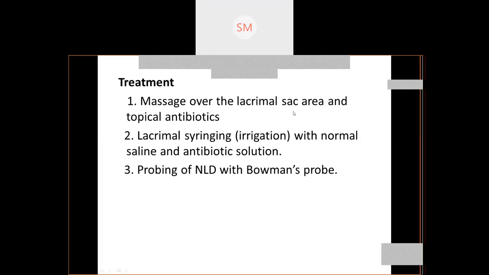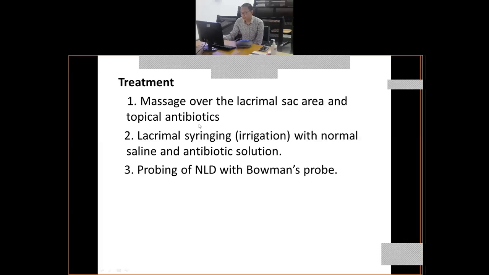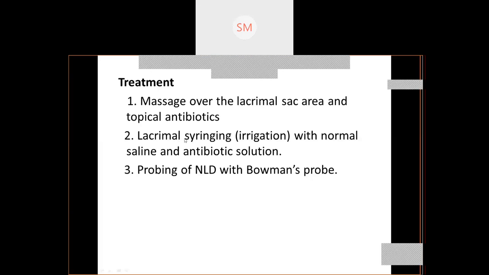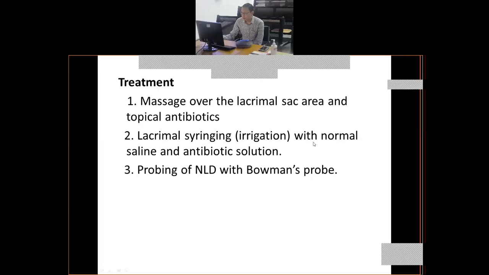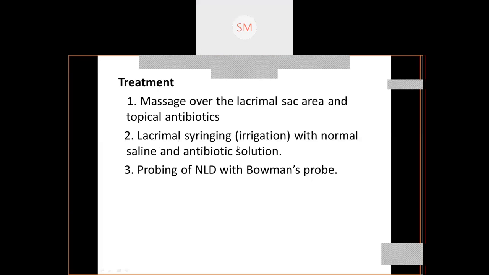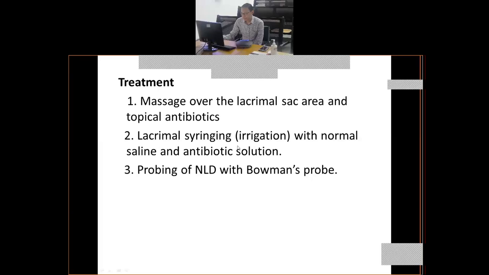Treatment: massage over the lacrimal sac area with topical antibiotics. When you do massage, it increases the pressure in the lacrimal sac area, which helps to open the membranous obstruction. Second is lacrimal syringing with normal saline or antibiotic solution. Lacrimal syringing also increases hydraulic pressure inside the lacrimal sac.